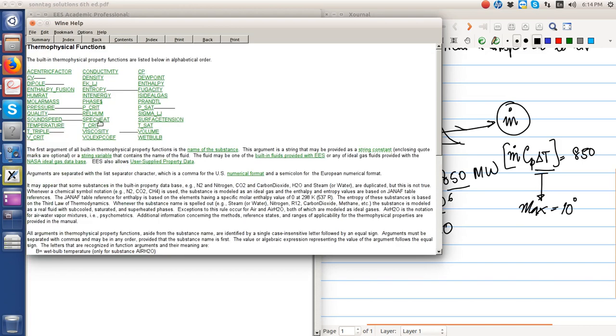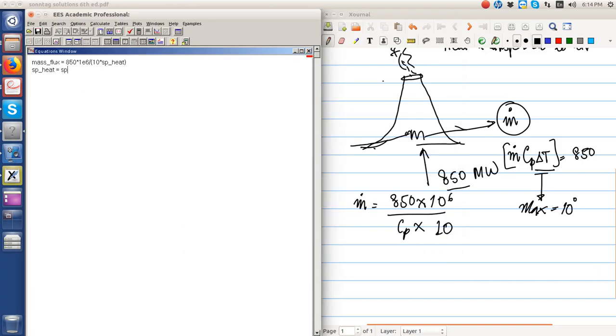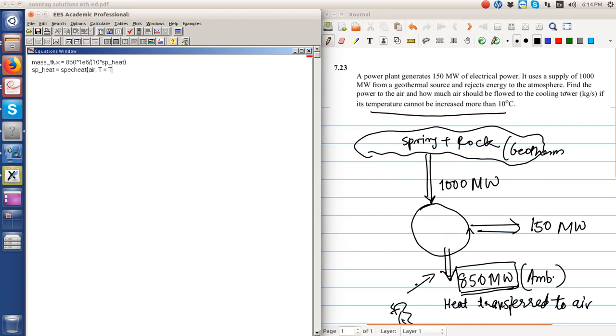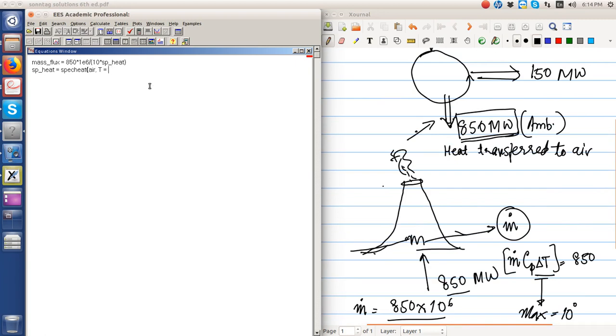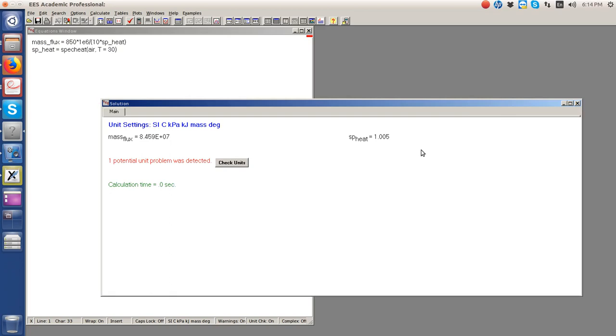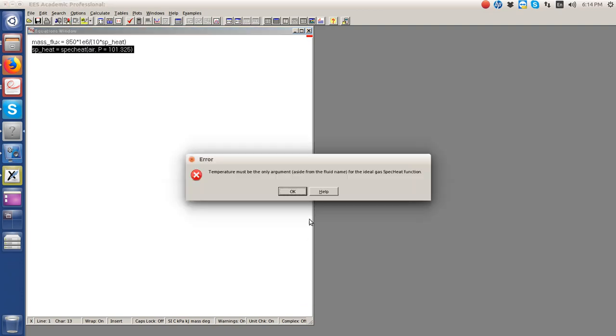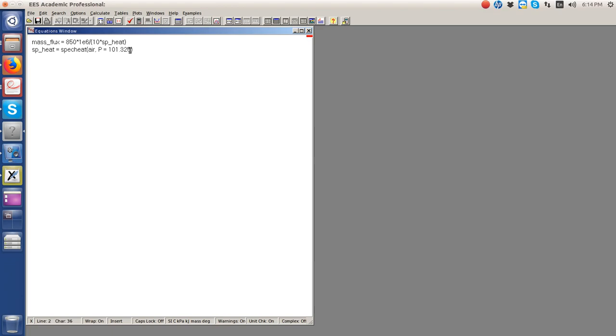Thermophysical functions, spec heat. Okay, the spec heat returns the constant pressure specific heat of the specified substance. Air at T equal to the ambient. It is not given what the ambient is, so let us assume 30 degrees Celsius. In fact, to avoid any confusion, we could have assumed that the pressure is known. So either temperature or pressure is sufficient. Temperature must be the only argument for an ideal gas. For air, temperature is the only argument. So that gives us a quick check of reality.